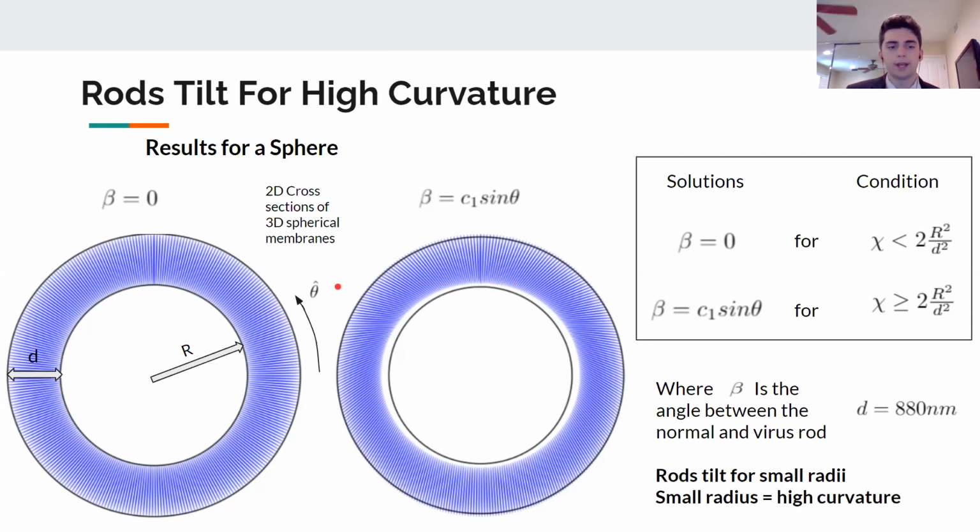It turns out that for a large radius, we get low curvature. And for low curvature, these rods tend to align with the normal, for this cutoff condition you see on the far right here. But after we exceed some curvature threshold, meaning when the radius gets small enough, we get a large enough amount of curvature that we get a very interesting rod tilt orientation, and that is beta is proportional to sine theta. So rods tilt for high curvature.